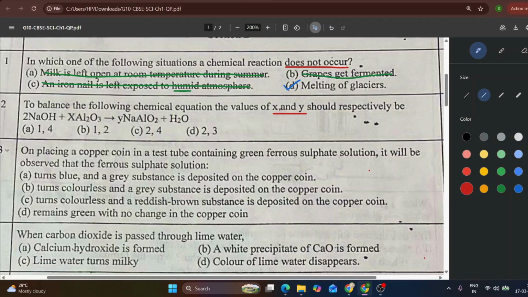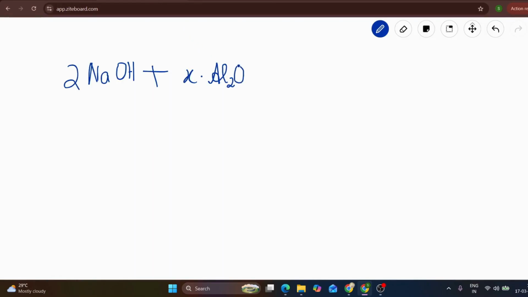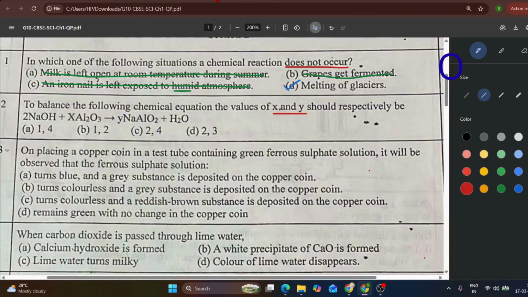Okay, so first let me rewrite it. It is 2 NaOH, that is sodium hydroxide, plus x, that is what you need to find out, Al2O3, aluminium oxide, giving you y times NaAlO2, sodium aluminate, plus H2O, water.